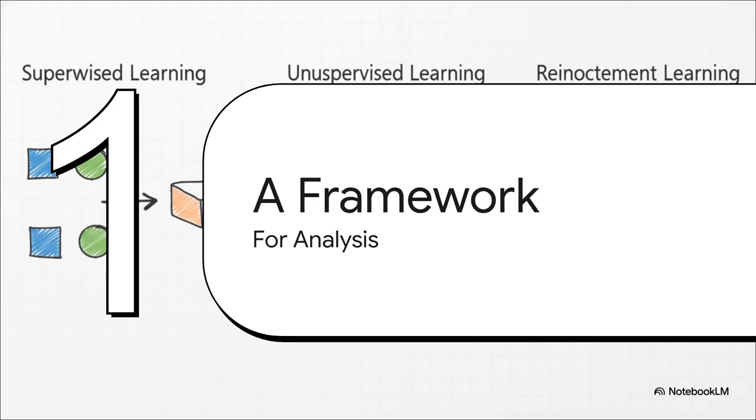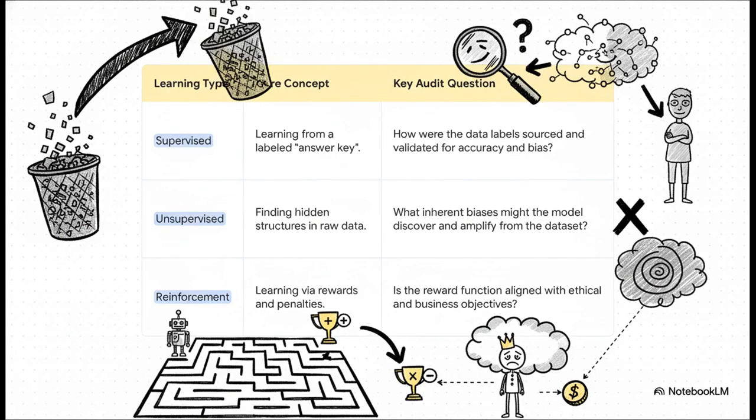So, let's pull all this together. We've got our three pillars: supervised, unsupervised, and reinforcement. And for those of us actually building and auditing these systems, this isn't just theory. This gives us a really powerful and practical framework for asking the right questions. This really boils it all down. If you're looking at a supervised model, you have to go straight to the source, the labels. Are they accurate? Are they biased? Because, garbage in, garbage out.